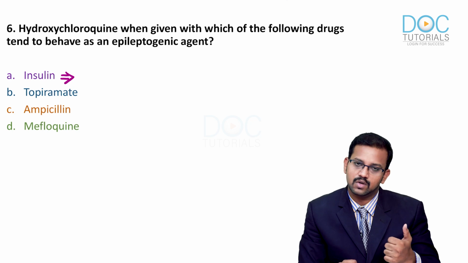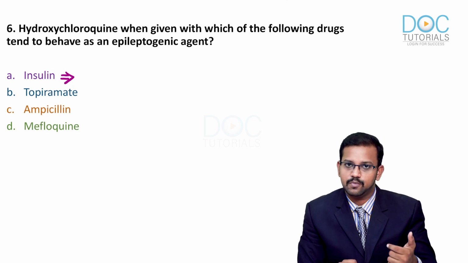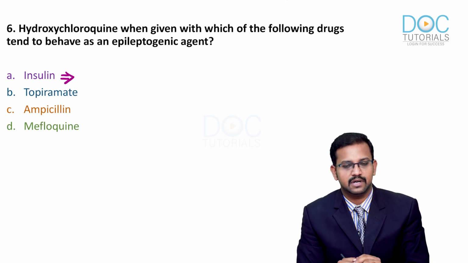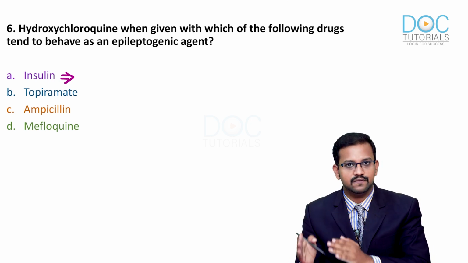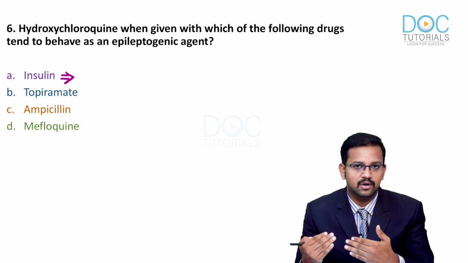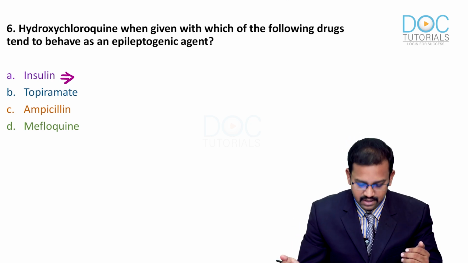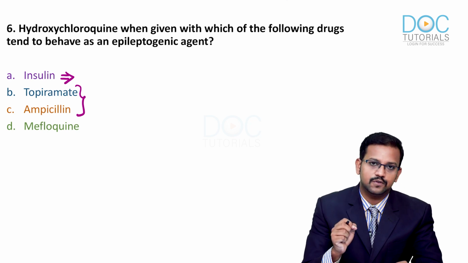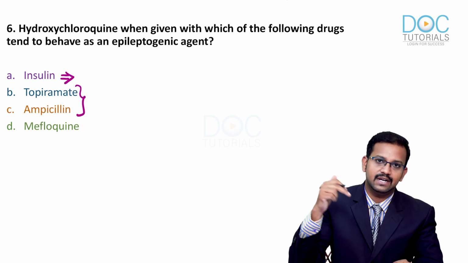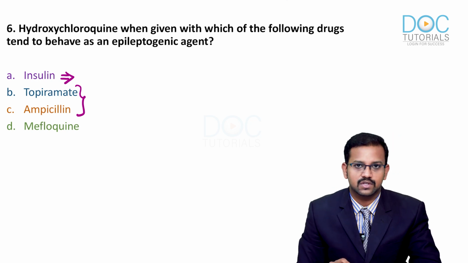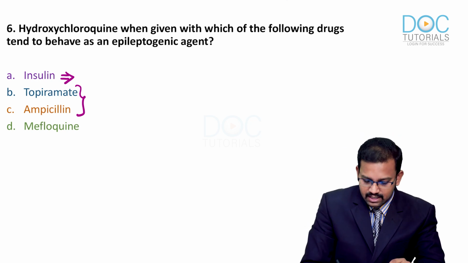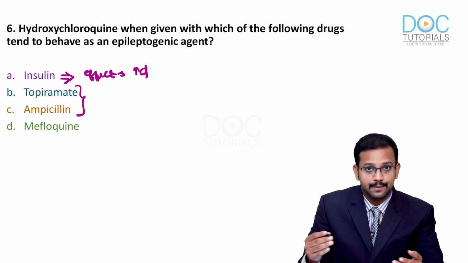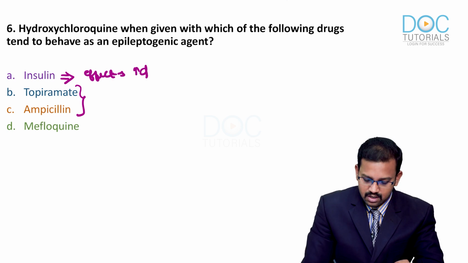The adverse effect of hydroxychloroquine is what, guys? Yes, most importantly, hypoglycemia, right? Life-threatening hypoglycemia can be expected. If it is given along with insulin, there might be a probability of more hypoglycemia, right? Next one, topiramate and ampicillin. The effect of topiramate and ampicillin is going to be decreased when it is given with hydroxychloroquine. Simply, the effect of insulin is going to be increased. Hypoglycemic effect is going to be increased.